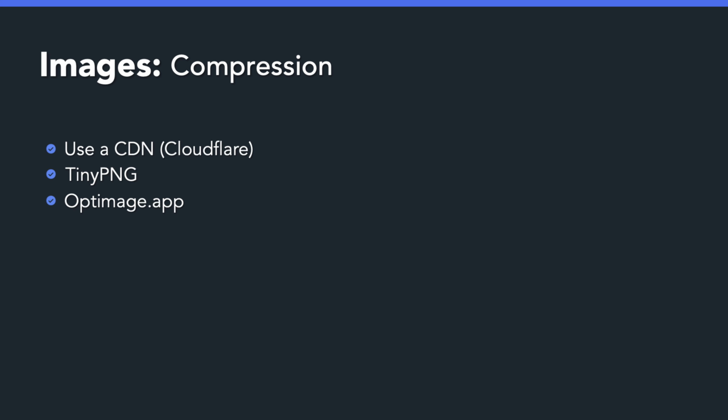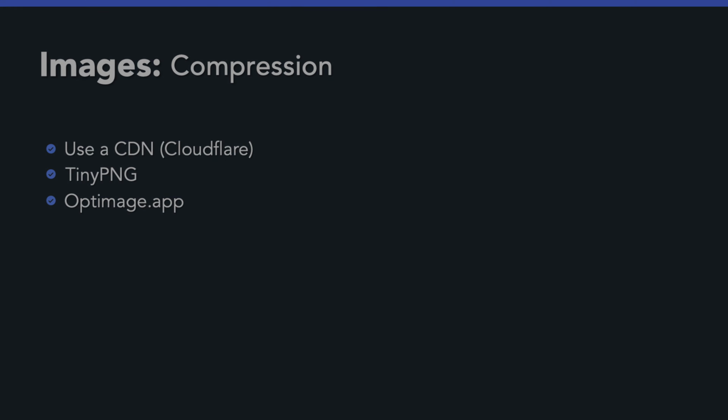The second point is, what type of message do you want images to portray? I'm going to go through a few examples shortly, but before I do, I want to talk about compression. Very briefly, what this means is basically making the size of your image smaller, so it takes less time to load. You could use a CDN such as Cloudflare, or use a tool like TinyPNG, but lately I've been using Optimage.app. That is a premium resource, but I found it to be really good.